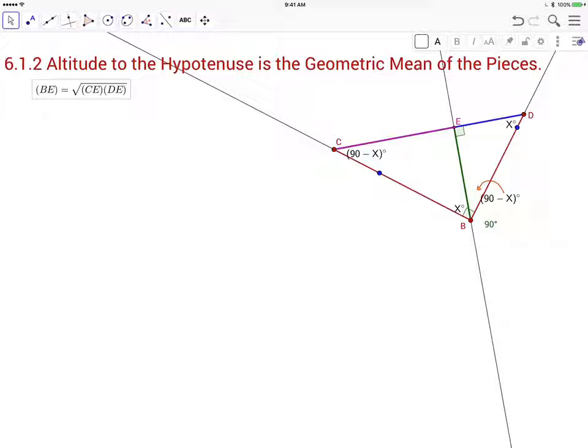So let's reestablish a couple of things. One is that the two smaller triangles are similar. So, and I've labeled the angles a little bit just so that people can see that we have angle X and angle X over here. If I change things up a little bit, we have 90 minus X here and 90 minus X here. We have the right angles as well marked.